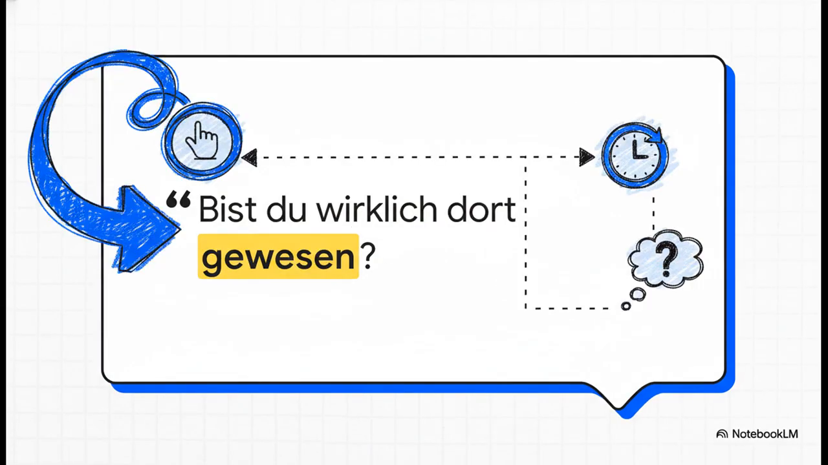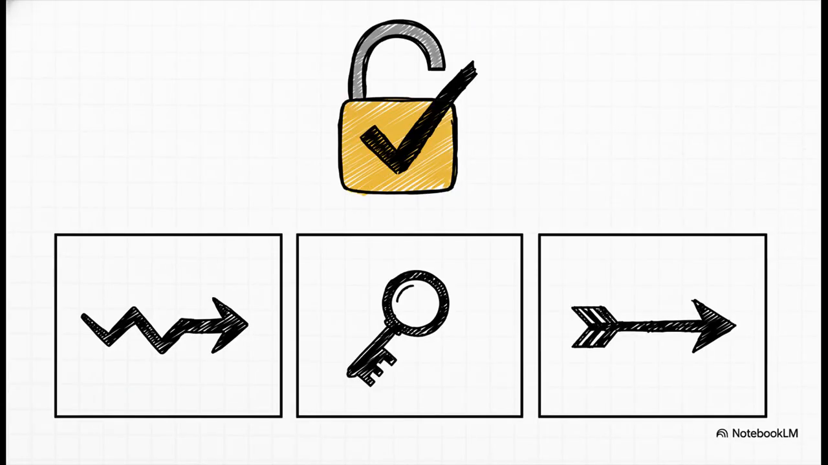So, what about questions? It's pretty much the same idea, just a tiny switch. For a simple yes or no question, the conjugated verb just moves up to position 1, so you get bist du wirklich dort gewesen? See, bist is first, but our participle, gewesen, is still hanging out right at the very end. And there you have it.